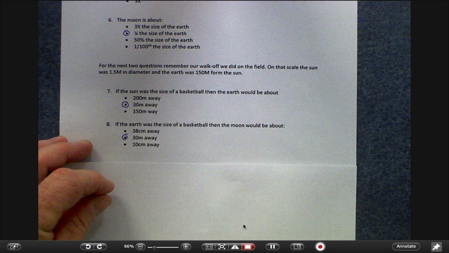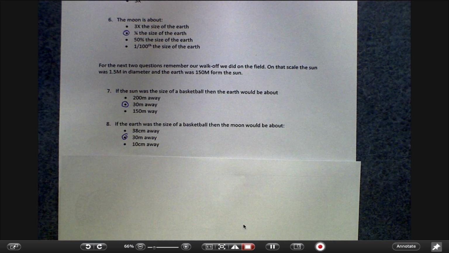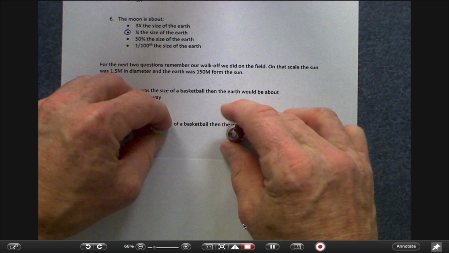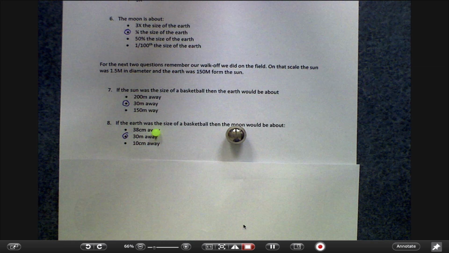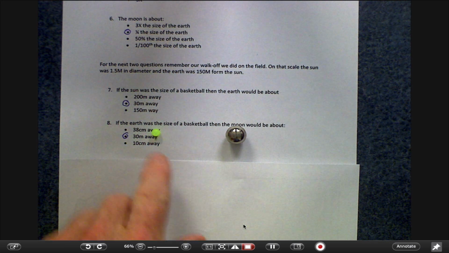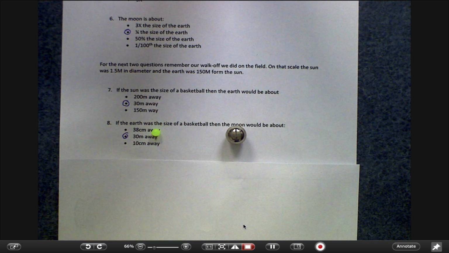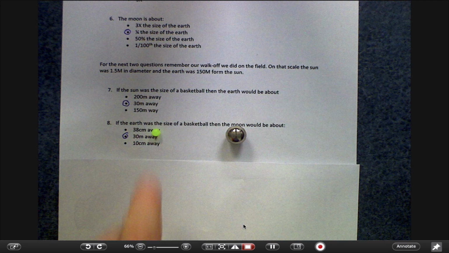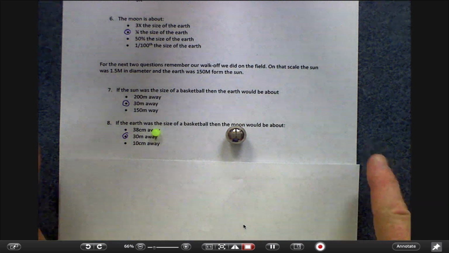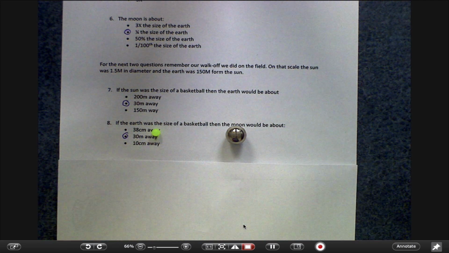So on all these scale problems, you really need to think of it in comparison to the walk-off we did, where the Earth was that big and the moon was this size, our sun was the big paper one, and we walked 150 meters across the field to find the distance between the Earth and the sun, and we found that the Earth and the moon were only about 38 centimeters apart, which is not that far. All right, thanks, good luck.